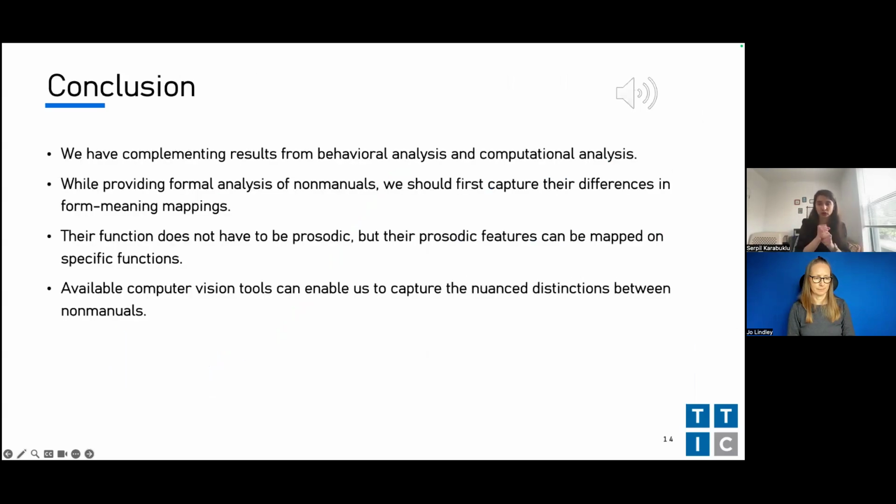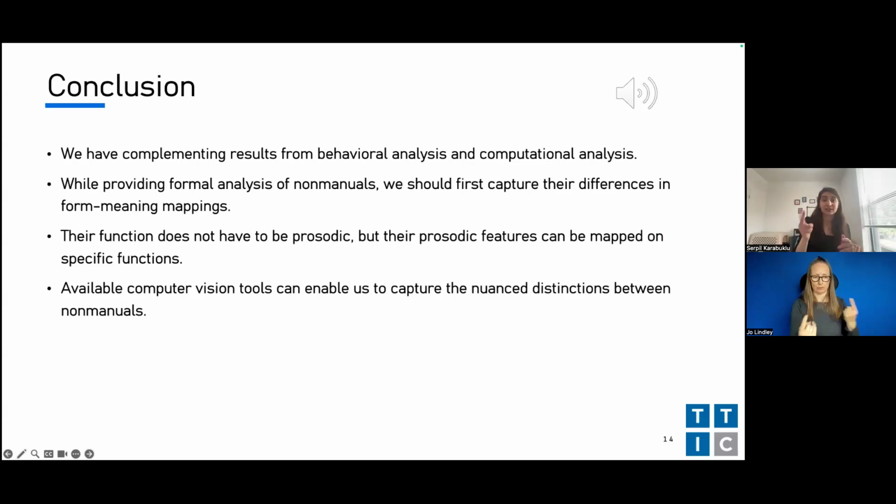To conclude, we have complementing results from behavioral analysis and computational analysis. Behavioral analysis showed us where we have the head nods. Computational analysis showed us what differences we see in these head nods. And more importantly, they showed us we have two big categories of head nods. Yes, the first head nod is different from the second head nod across the languages. And more importantly, first head nods are also distinct in ASL and TID.